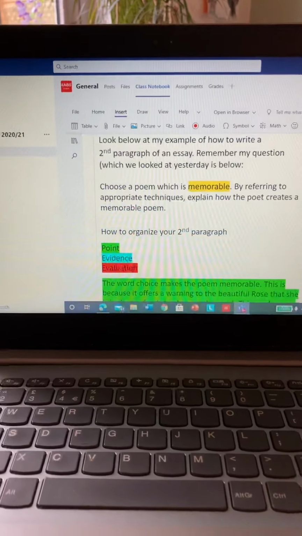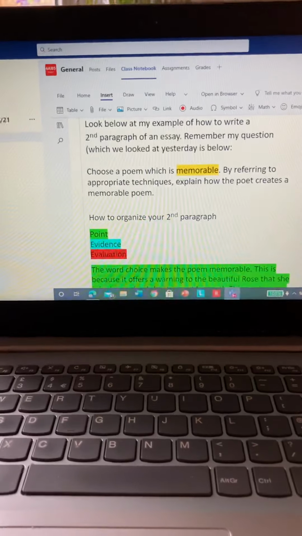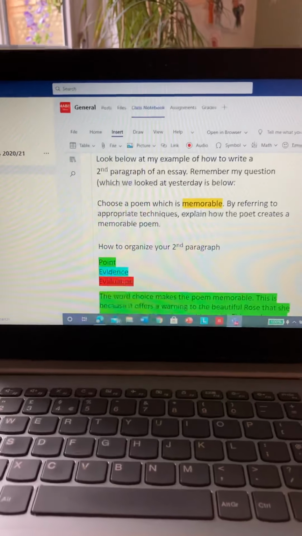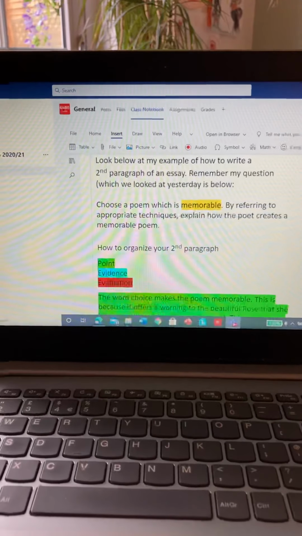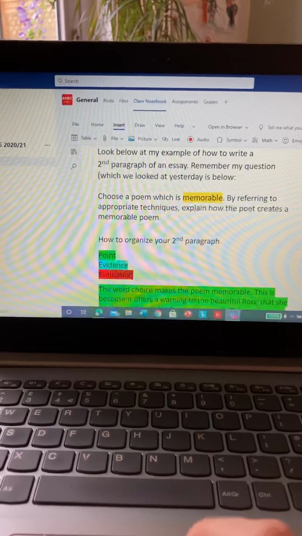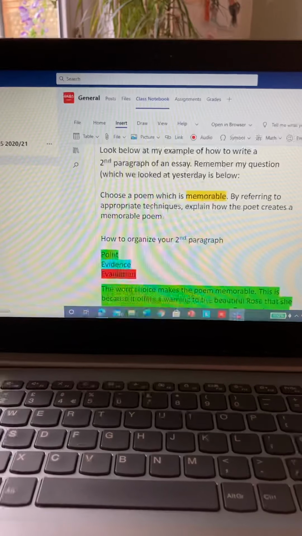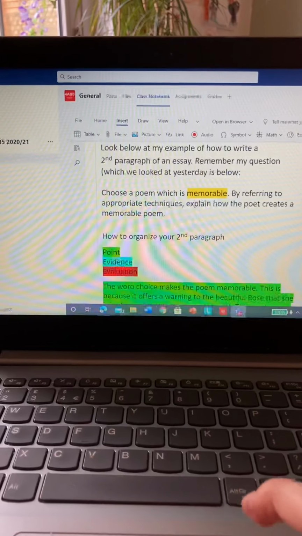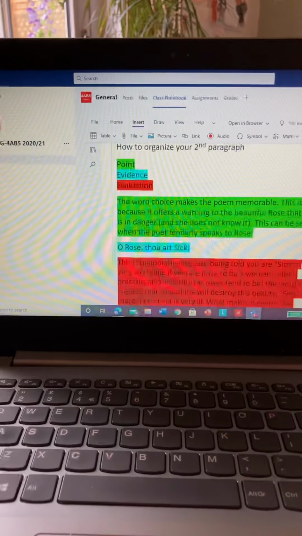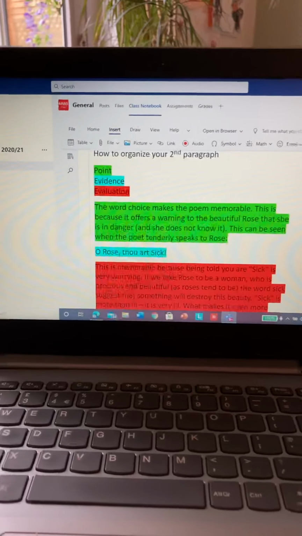If you remember my question that I'm doing, because obviously I'm not going to write one for you, what would be the point in doing that? I've chosen a different question. Choose a poem which is memorable. So I have to argue how, and that's the first thing. My point is, how is this poem memorable? What I look at in my point is proving to the marker that I'm not just writing any old essay, I'm explaining how this is memorable. I also give in the point a heads up about what I'm going to be writing out.